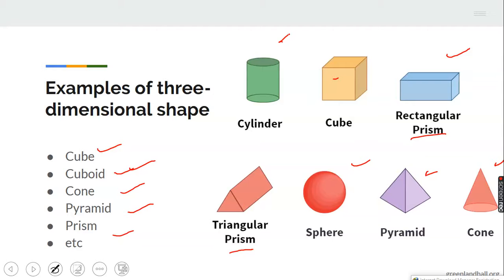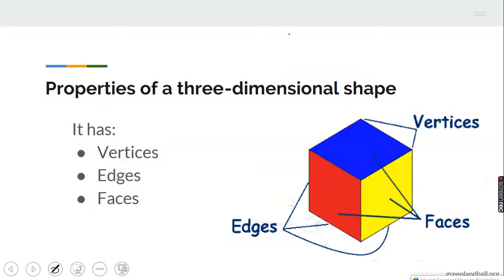As you can see them, they have length, they are solid. They are things you can hold. They have volumes. They can contain something. They can carry. They have length, breadth, and height.